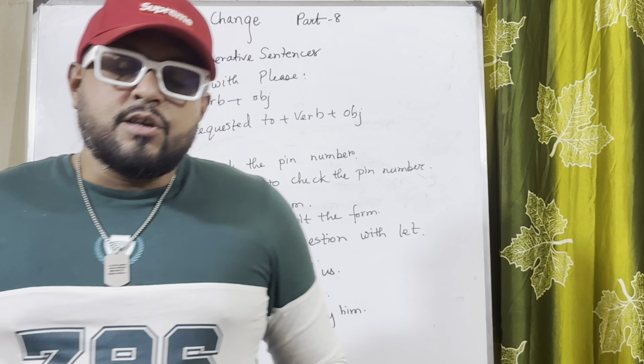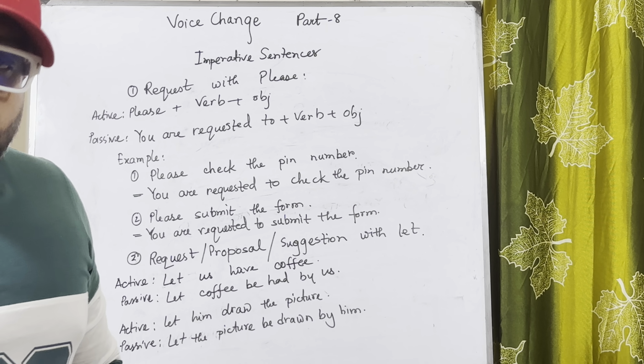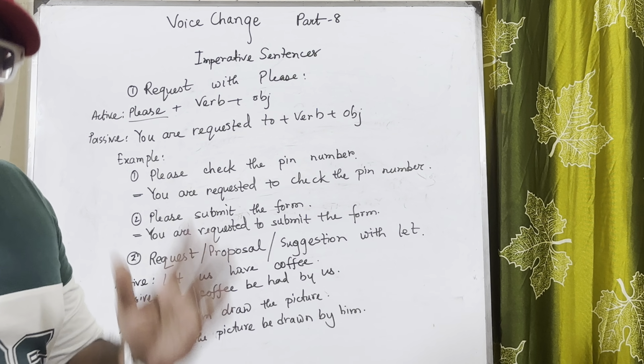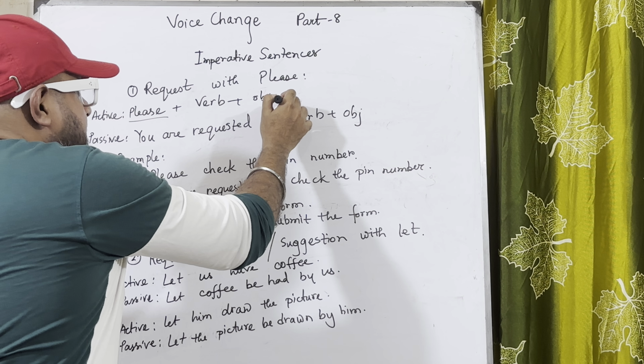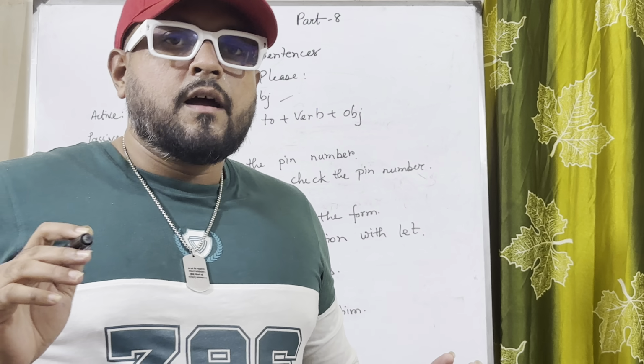But what happens when we are changing an active imperative sentence that starts or ends with please into a passive pattern? The process is very simple. You can take a look. Please plus verb plus object. So this is the active sentence pattern where you will start your sentence with please, or you can use please at the end of the sentence also. Depends on your requirement.